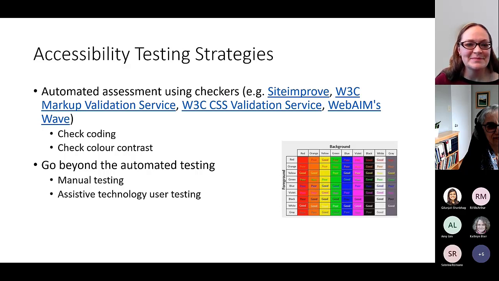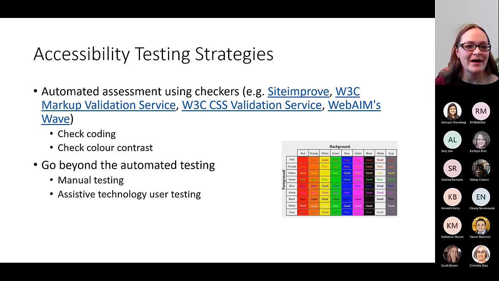So a few accessibility testing strategies we want to leave you with are, but first of all, you don't have to do all the accessibility testing on your own. There are a number of automated assessments that you can do using online checkers or other things that you can download. So we have some examples here, and we'll share this with you. But we've got SiteImprove, W3C Markup Validation Service, W3C CSS Validation Service, and WebAIM's WAVE.